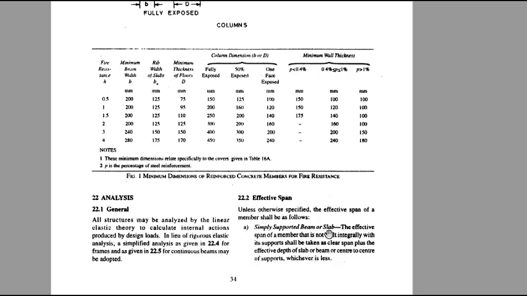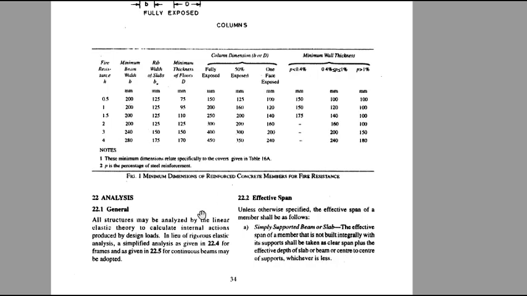In point A, don't read slab, it is simply supported beam. So what is being written? The effective span of a member that is not built integrally with its support shall be taken as clear span plus the effective depth of slab or beam, or center to center of support, whichever is less.